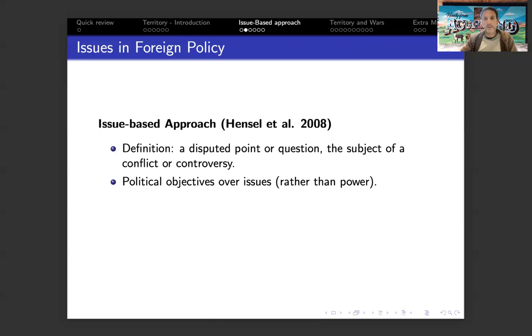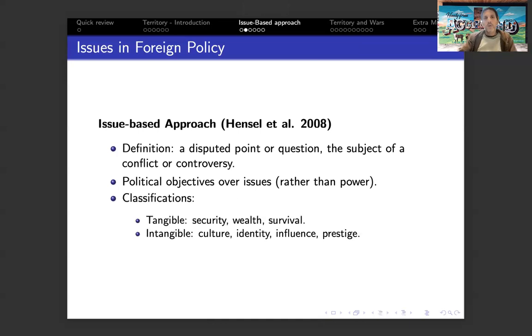So when we think about the different types of issues that we have in the political sphere, there's large variation overall. One way to classify them is into tangible and intangible types of issues. So tangible issues revolve, for example, around security, safety from external threat. For example, secure our territory. That's one tangible issue. Wealth can be another tangible issue. That is the accumulation of resources and goods for the betterment of those that consume them. Survival, which is the provision of basic human needs. All of those kinds of issues are tangible issues that are part of the political world.